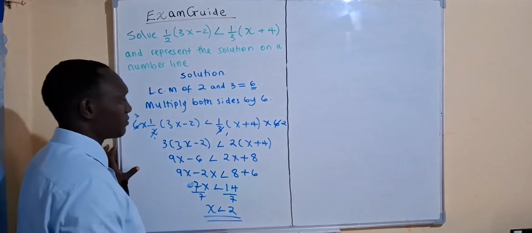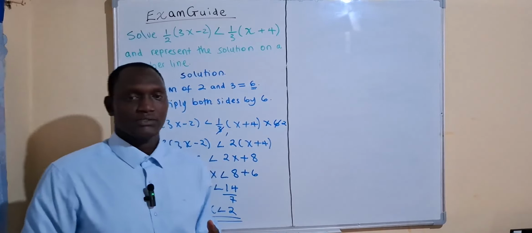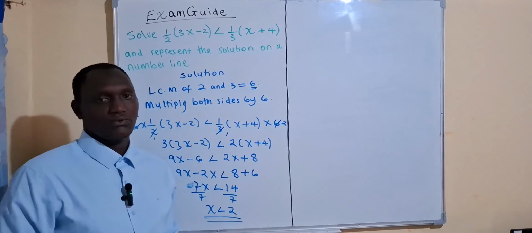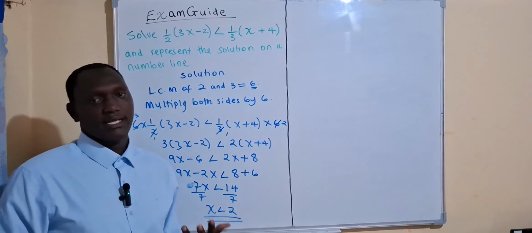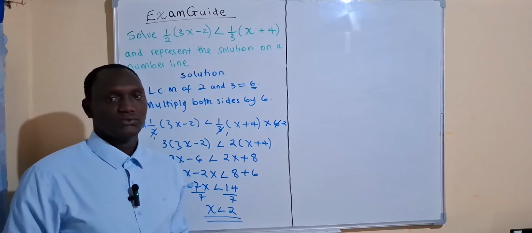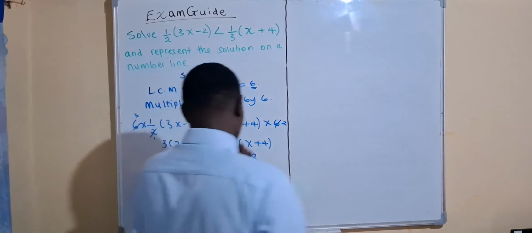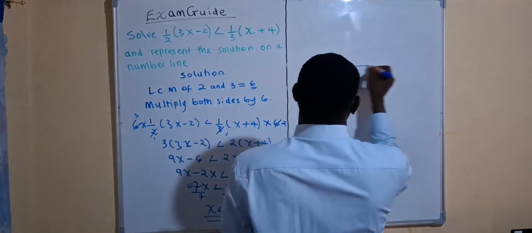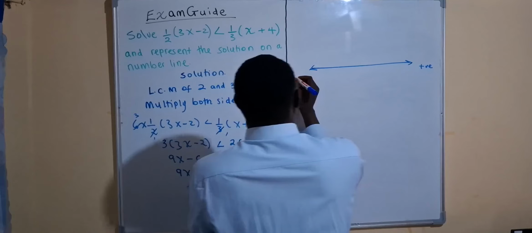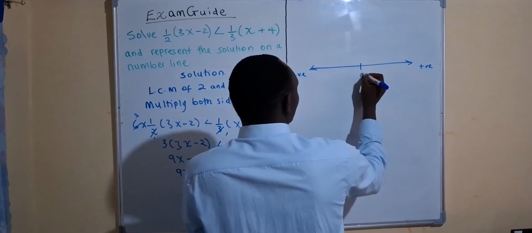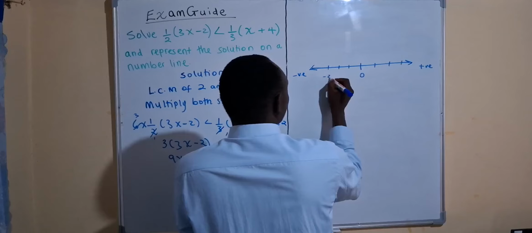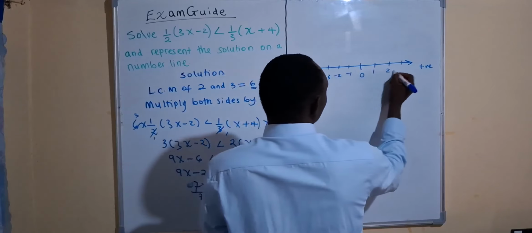But they're telling us that we need to represent our solution on a number line. So x is less than 2. That means x takes on values that are less than 2. For example, 1.9 is less than 2. So there is a value of x which is very, very close to 2, but it is not 2. And we shall see on the number line, you draw your number line. This side goes to positive infinity, this side goes to negative infinity, but you just draw what fits your solution: negative 3, negative 2, negative 1, 1, 2, 3.